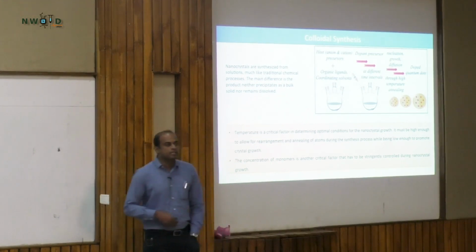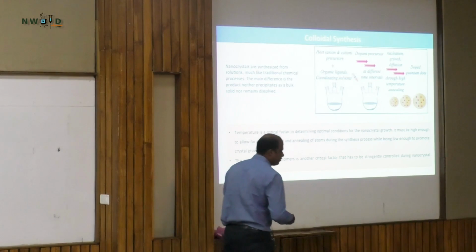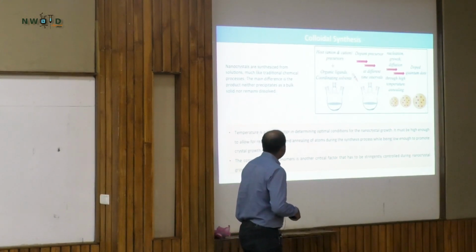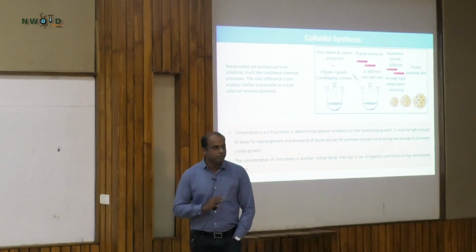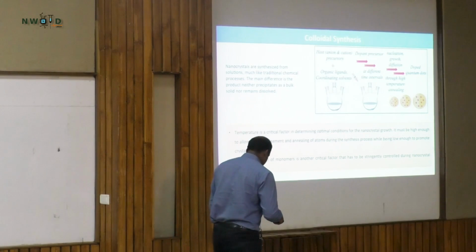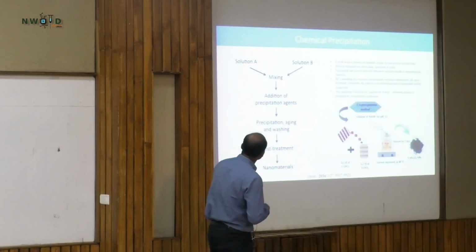So the tricky part is actually how to control the temperature. You need a high temperature to have a better diffusion. At the low temperature, you need to have crystal growth formation. So you have to tune the temperature. You have to revisit the synthesis several times. And concentration of monomer is also crucial, how to control the synthesis.